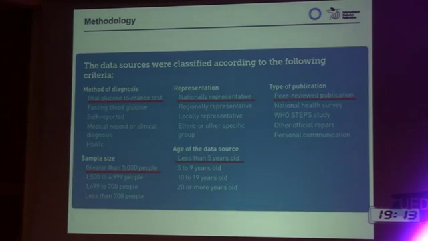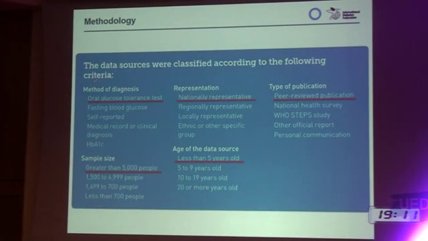So we only use the data as it is generated from each country. So we came up with a method that gives weights in 5 different areas: method, diagnosis, representation, type of publication, sample size, and age of data sources. For example, if your study was conducted using an oral glucose tolerance test, you get more weight. Assume that we give 1 point for this, but if your study was only using hemoglobin A1C, you probably get like 0.7 points. So you calculate the number multiplied by that weight.